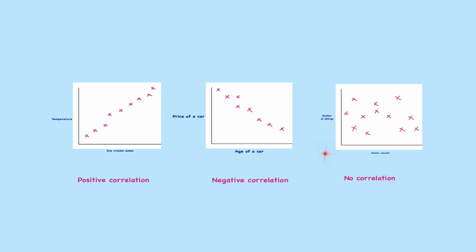And in the final graph, you can see that there seems to be no pattern at all. The points are all over the place. And as expected, we wouldn't think there would be a relationship between the math results of a class and the number of siblings each student has. So this, we would say, is no correlation.